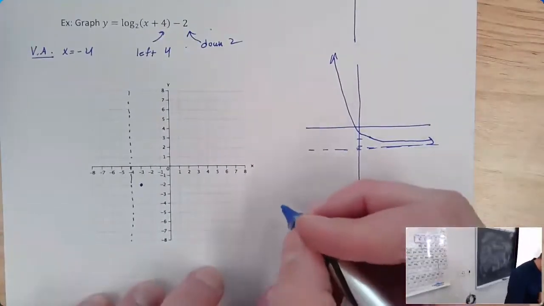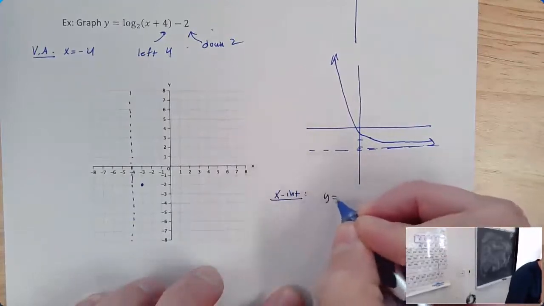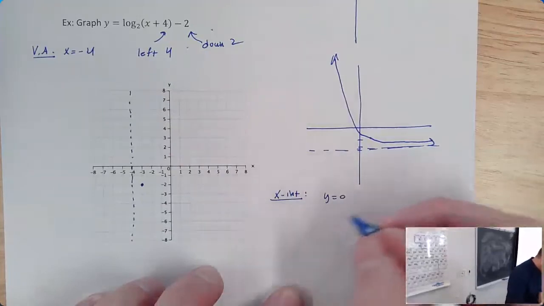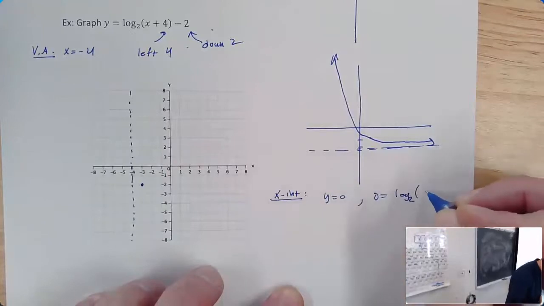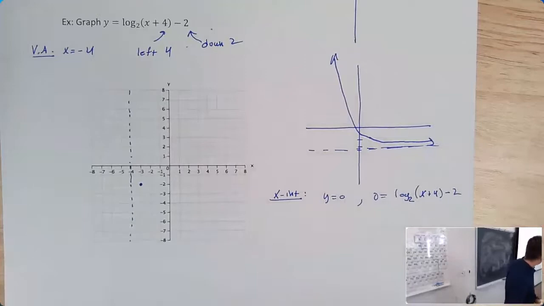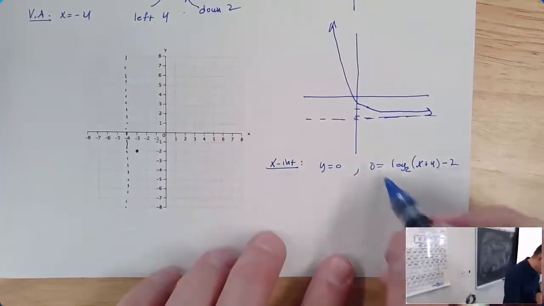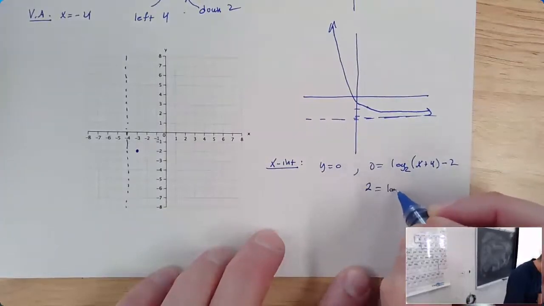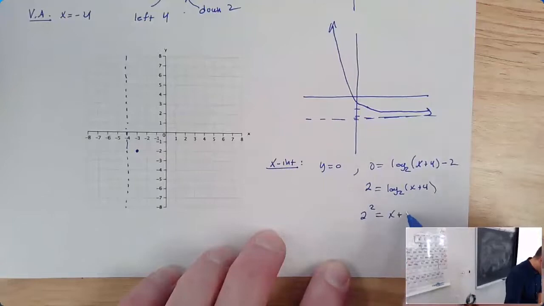So if I wanted to find my x-intercept, I'm going to set y equal to 0. So setting y equal to 0, we're going to have 0 equal to log base 2 of x plus 4, minus 2. And you can suss this out whatever way you want. I'm going to do the usual thing, which is add 2 over here. So 2 equals log base 2 of x plus 4. And then rewrite it as an exponential equation. So base 2 raised to the second power equals x plus 4.